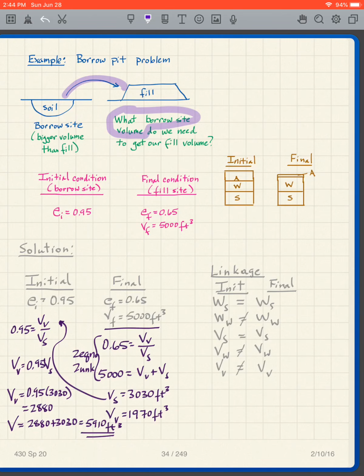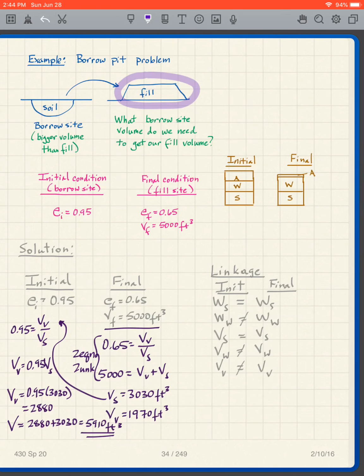What borrow site volume do I need to create that? Well, it's not going to be the same as the volume of the fill. Why? Because when I put down the fill, I always compact it. We never put down fill without compacting it. It's not a good idea because we need to get specific properties of that soil, and if you just dump that soil, it's very loose, it just doesn't work out.